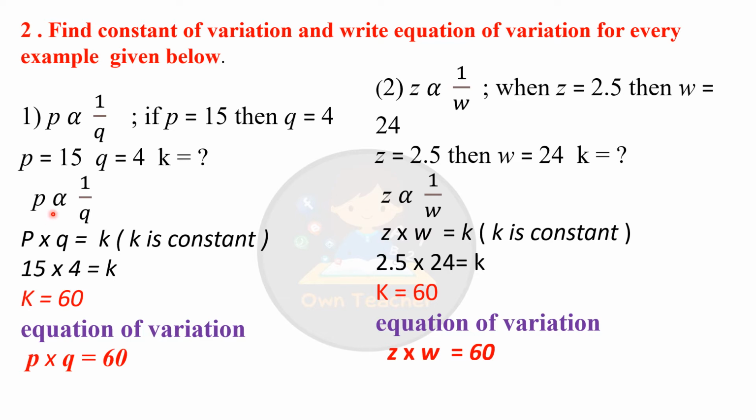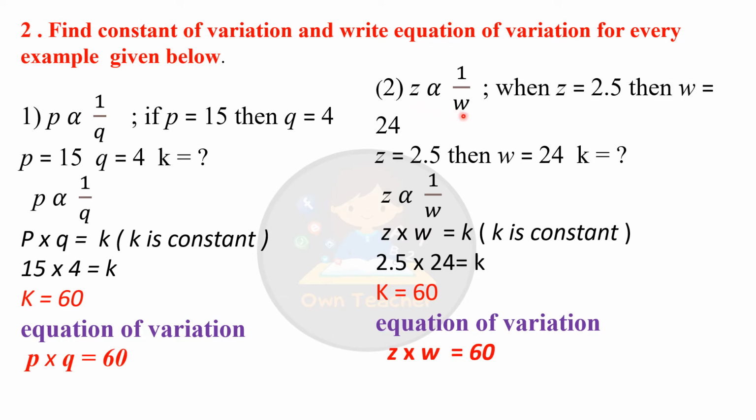P is inverse proportional to Q. So P into Q is equal to K. P is given 15 and Q is given value 4. So 15 into 4 is equal to K. After multiplying, we get the value of K, that is 60. And equation of variation is P into Q is equal to 60.